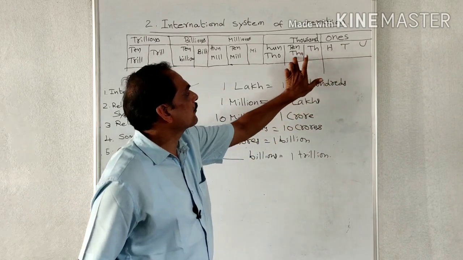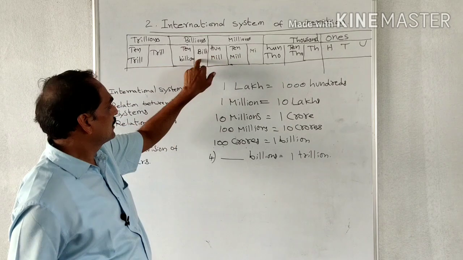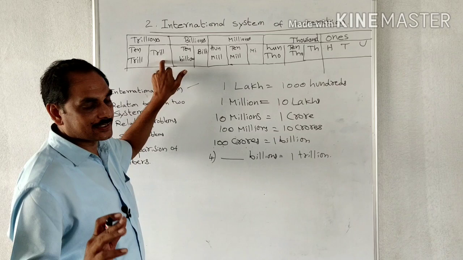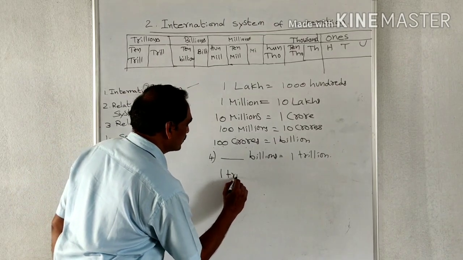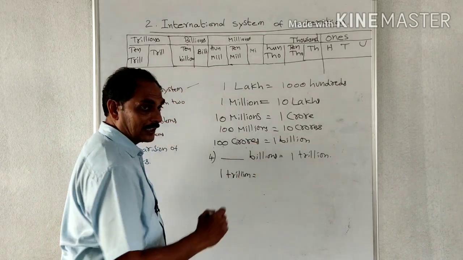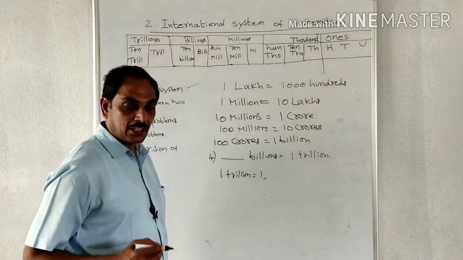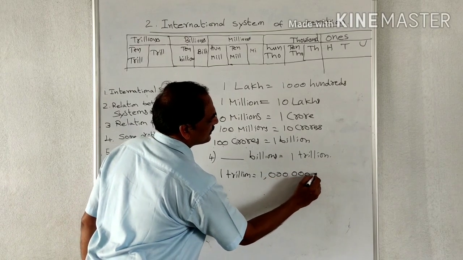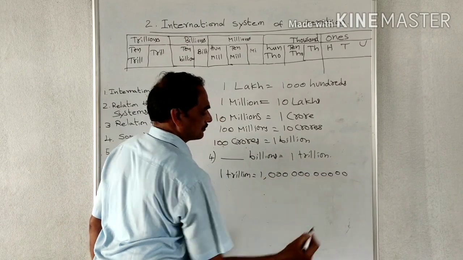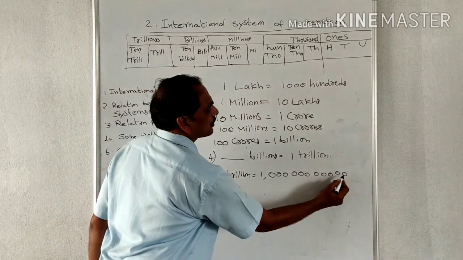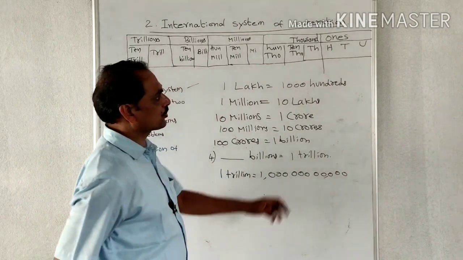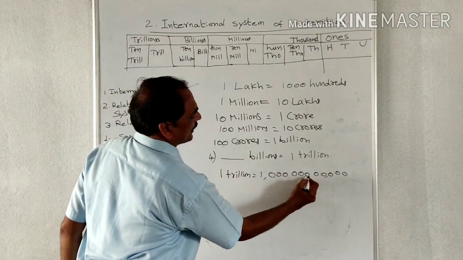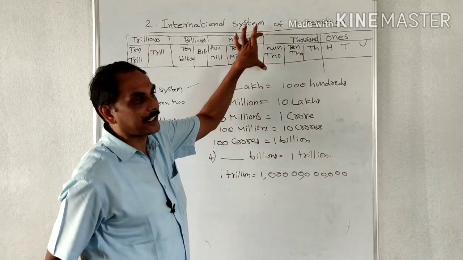1, 2, 3, 4, 5, 6, 7, 8, 9, 10, 11, 12. So 1 trillion has 12 digits. So 1 trillion equal to 12 digits means the number 1, and the remaining 11 are zeros. 1, 2, 3, 4, 5, 6, 7, 8, 9, 10, 11. Now we put commas: ones, tens, hundreds. This is the ones period. Next, thousands, 10,000, 100,000. This is the thousands period.